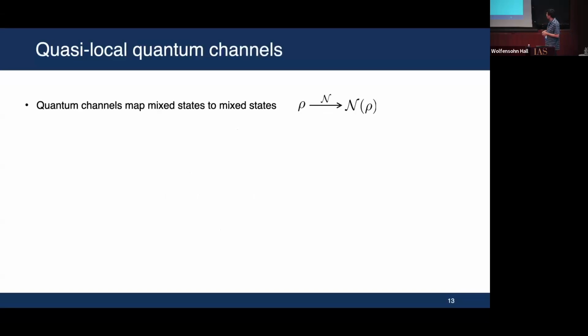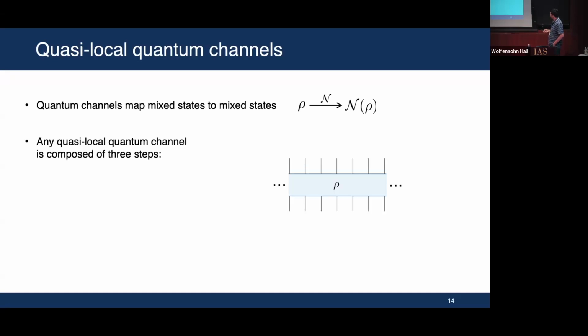Now, what's the generalization of the equivalence relation in the case of ground states? In that case, we have local unitary evolution. So what replaces this notion of local unitary? Well, in general, for mixed states in open quantum systems, the evolution is not unitary. The evolution is dissipative, and it can be modeled by quantum channels. So quantum channels are just completely positive trace-preserving maps acting on operators. So they map mixed states to another mixed state.